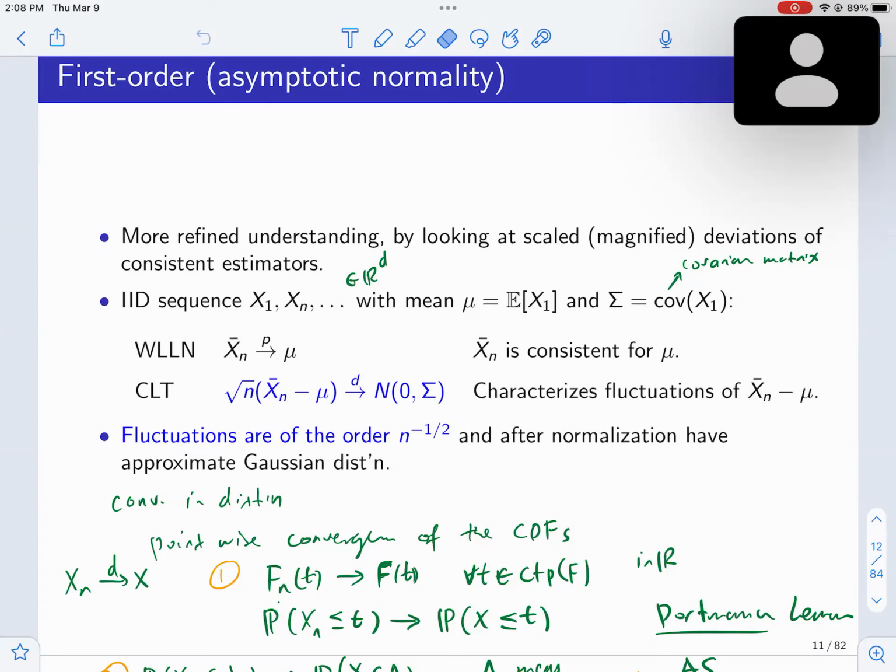And classically, the central limit theorem gives you such a characterization. If you properly normalize the deviations of the estimator from the true parameter, then these deviations converge in distribution to a multivariate normal, and then you can use that information to build confidence intervals or confidence sets or hypothesis testing, or basically anything you want from a statistical perspective.